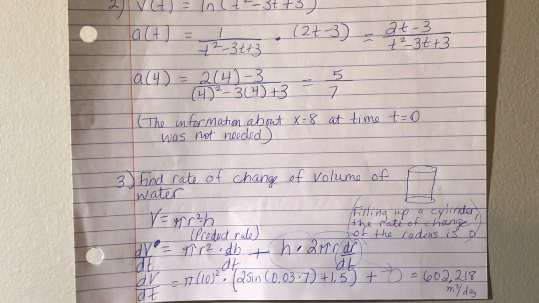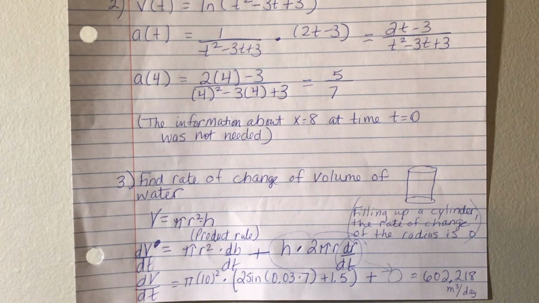And if you are filling up a can, a cylinder, the rate of change of the radius is going to be absolutely nothing. As you fill it up, the height is definitely changing, but not the rate of change of the radius. So that turned a big chunk of that equation into 0. That's number 3.